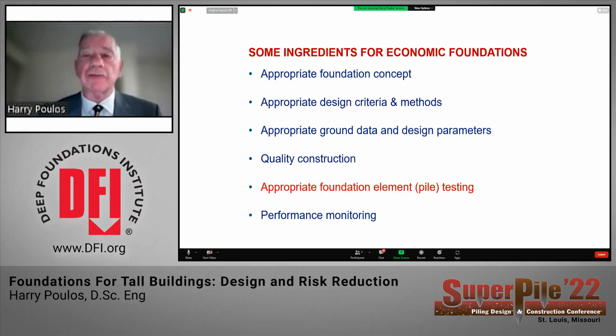Now, some of the ingredients for economic foundations, as I see them, firstly, you have to have the right sort of concept. Then you have to have appropriate design criteria and methods, appropriate ground data and design parameters, quality construction, and appropriate foundation element pile testing. And I've highlighted that because, of course, this is where George Osterberg has made such a notable contribution. And then ideally, we need to have performance monitoring so that we can track whether or not our design expectations are being met.